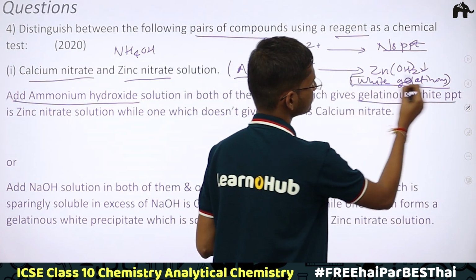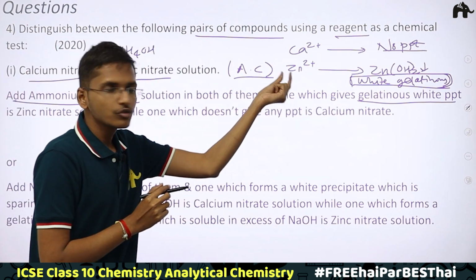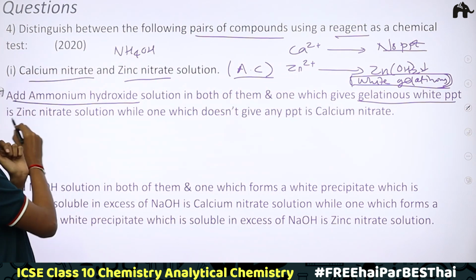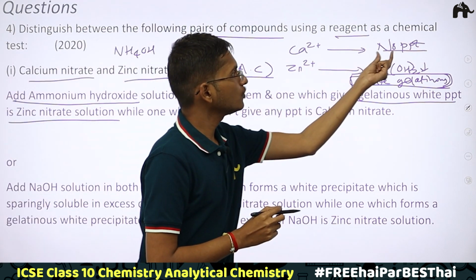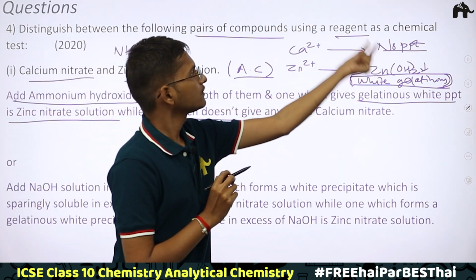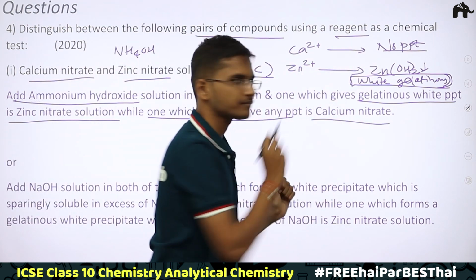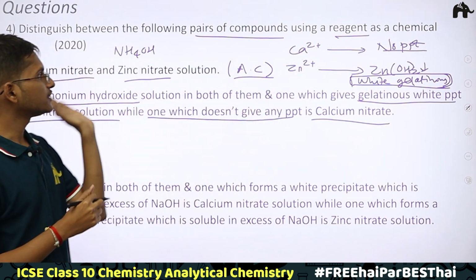is zinc nitrate solution, and the one which gives us no precipitate is calcium nitrate solution. Very simple. Now using sodium hydroxide, we would try to distinguish between these two compounds.